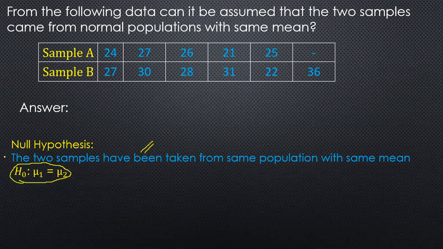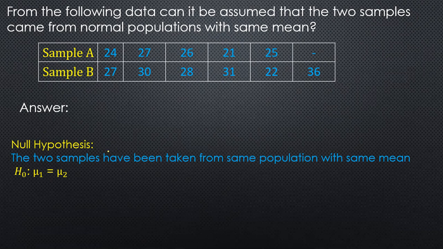This is the first method of doing it. This is the second method of doing it. Whichever is easy for you, you can do that. Now mu1 equal to mu2. Mu1 will be the mean of the first one, mu2 will be the mean of the second one. So we are going to take them as equivalent. This is the null hypothesis.